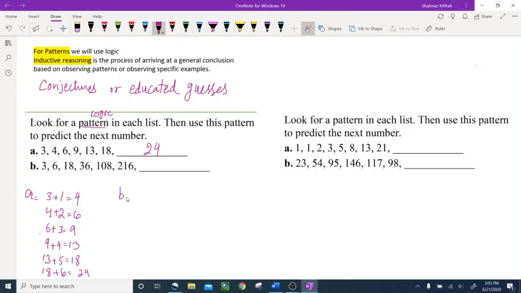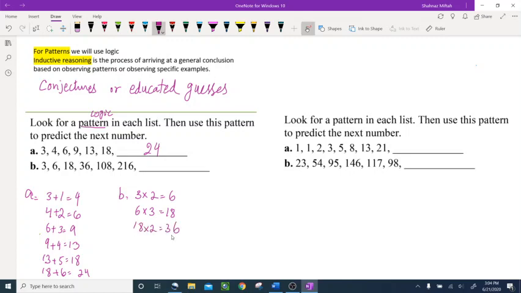Let's do B. B is increasing. We can see it's increasing, but it's increasing rapidly. When it increases rapidly, the first thing you should try is multiplication, because multiplication makes it increase so fast. 3 times 2 is giving me 6. Okay, we are good there. 6 times, not 2, but 6 times 3 is giving me 18. Let's see if we can get some pattern. 18 times 2 is going to give me 36.